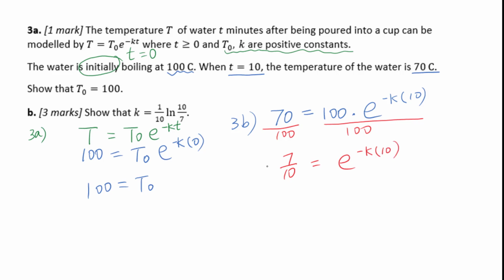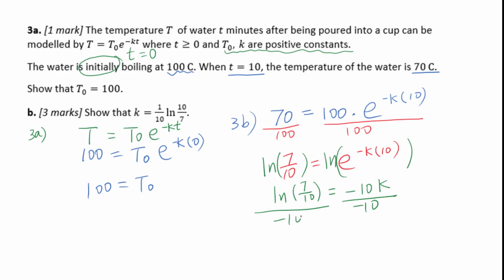Then we will take the natural log of both sides. Natural log of 7 over 10 equals negative 10k. So we divide both sides by negative 10. You will get k equals negative 1 over 10 natural log of 7 over 10.